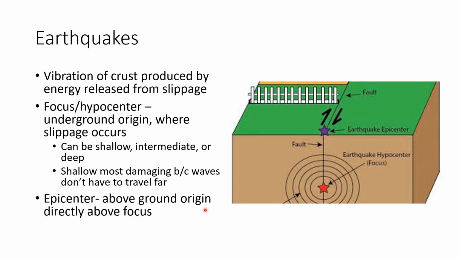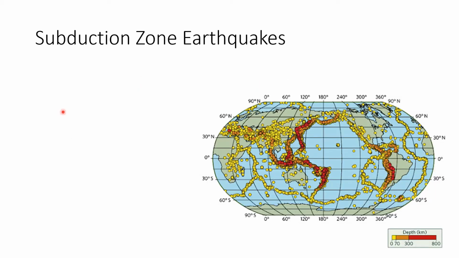And then the epicenter of an earthquake is the term you've probably heard of more often. And that's just the point directly above the focus on the surface of the Earth where we can say the earthquake originated from. So there are two major areas on Earth where earthquakes like to occur. One of them is subduction zones.